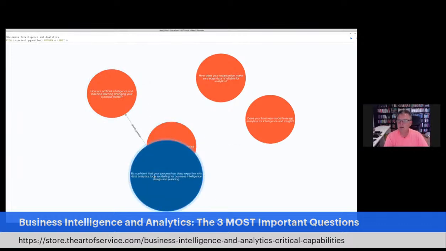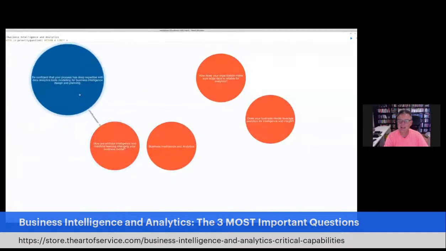So a question you can ask here is, be confident that your process has deep expertise with data analytics tools modeling for business intelligence design and planning. So look forward, look ahead when you're dealing with business intelligence. Where does the data come from? How does the data need to be processed? What are we actually going to do with the data? Business model. So these are the three most important questions.